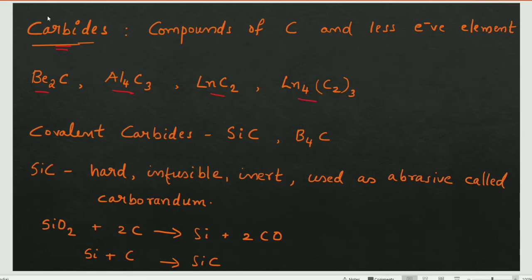So these are carbides. And among covalent carbides are silicon carbide and B4C. B means boron. So boron carbide and silicon carbide are covalent carbides. They have covalent bonds. Silicon carbide is hard, infusible, inert, used as an abrasive called carborundum. So this is important. Now, how to get silicon carbide? SiO2, silicon oxide, is taken plus 2C gives silicon plus 2CO, carbon monoxide. Then this silicon is again reacted with carbon giving SiC, silicon carbide.